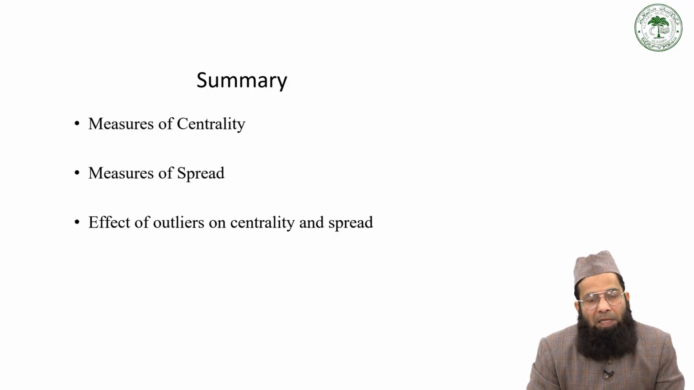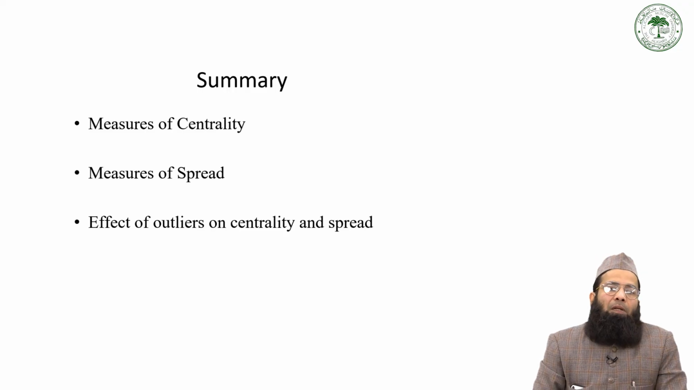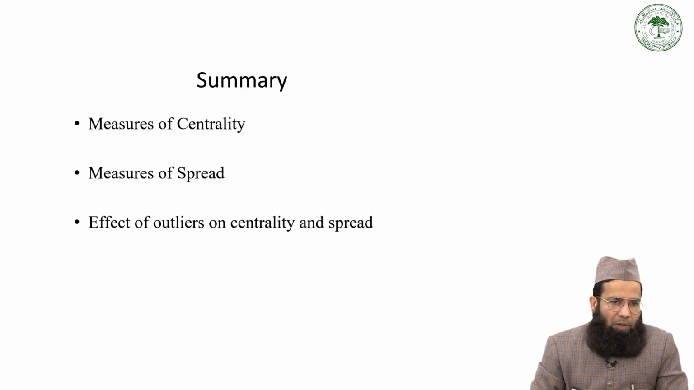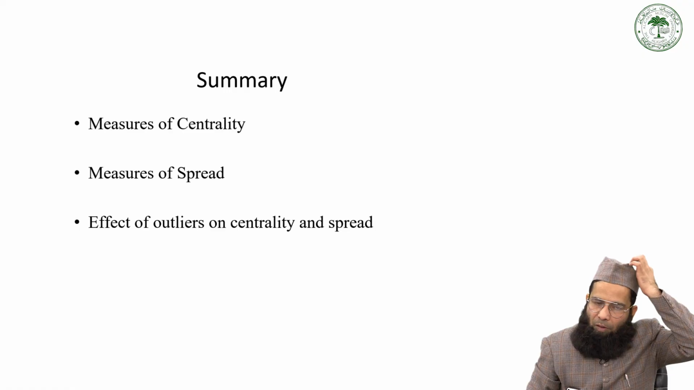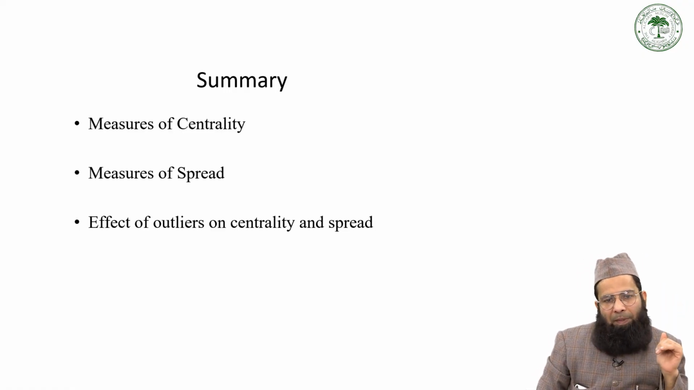To summarize this lecture, what we have seen in the current lecture: we have seen measures of centrality. How can we measure centrality? There are different parameters like mean, median, mode, through which we can measure centrality. And we have already seen measures of spread, variance, and standard deviation. And we have also seen the effect of outliers on centrality and spread, right?